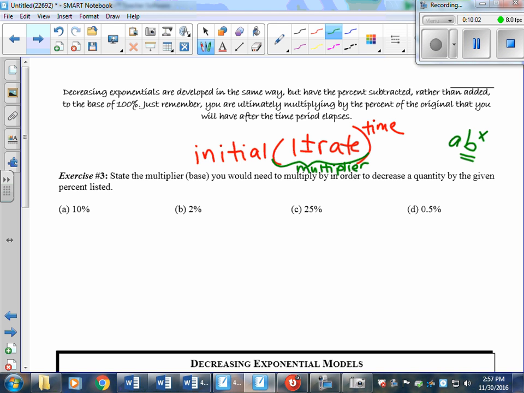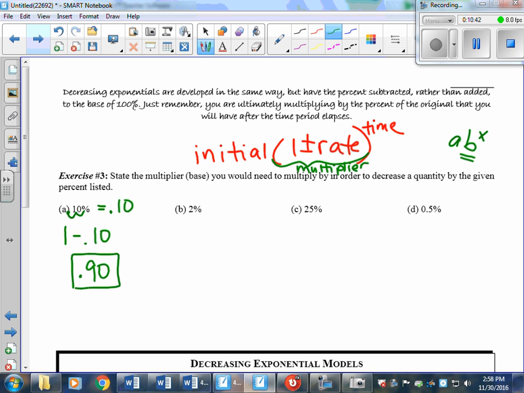So exercise 3 says state the multiplier base you would need to multiply by in order to decrease a quantity by a given percent listed. So again, we're going to have to do a couple of things first. The first thing I'm going to do is have to realize that 10% is the same thing as 0.10. Some people know enough to move the decimal point over 2 places, or divide it by 100, same thing. So now if I want to decrease by 10%, remember it's going to be 1 minus 0.10, which is going to be 0.90. So my multiplier is going to be 0.90.